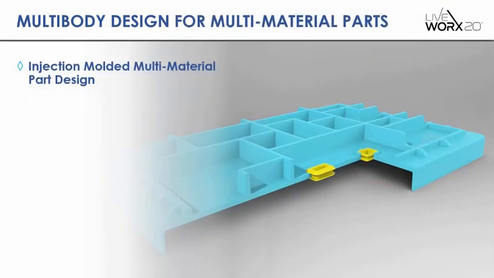Here we have an example of a multi-shot injection molded part. It's an electronic device housing of a harder plastic material combined with these yellow rubber overmolds that are required to seal connector ports to make them watertight, for example.